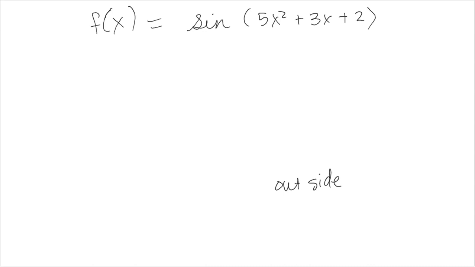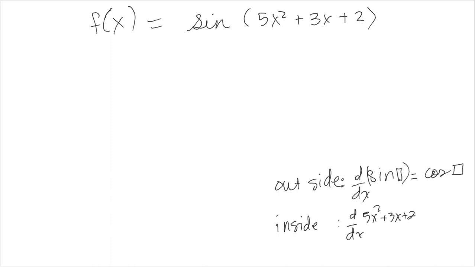How about this one? f of x is equal to sine of 5x squared plus 3x plus 2. Okay, so the outside function is sine. Okay, so sine of x, the outside function is sine of something. And we know the derivative of that outside function is cosine of that thing. And then the inside function is 5x squared plus 3x plus 2. And the derivative of it is 10x plus 3.